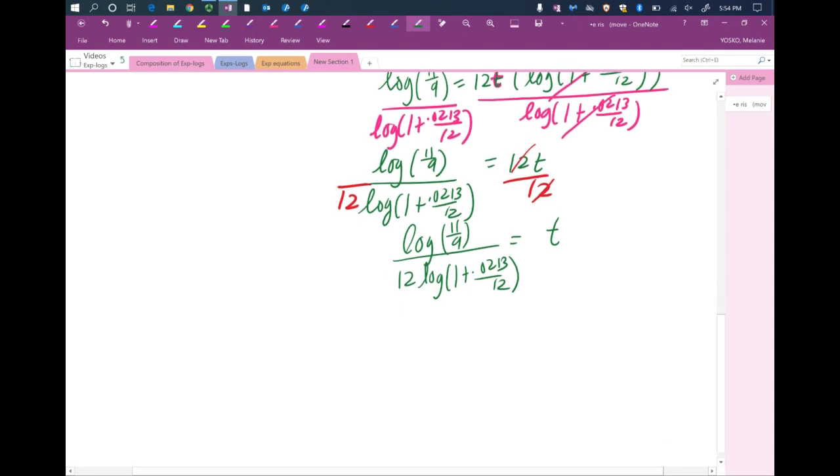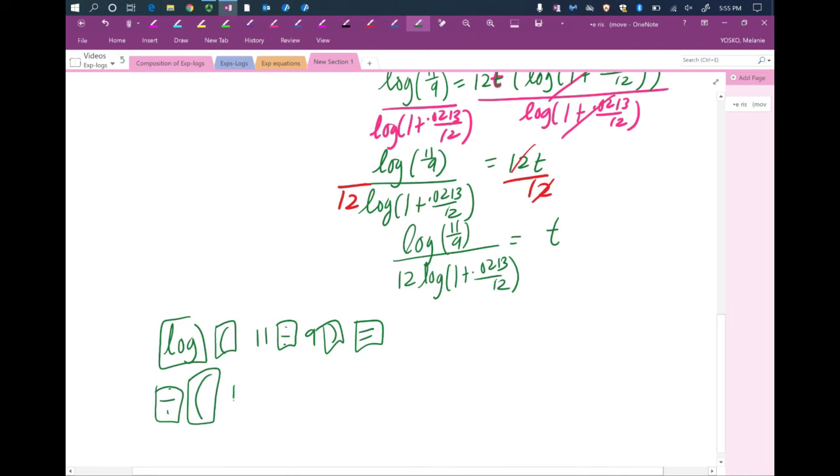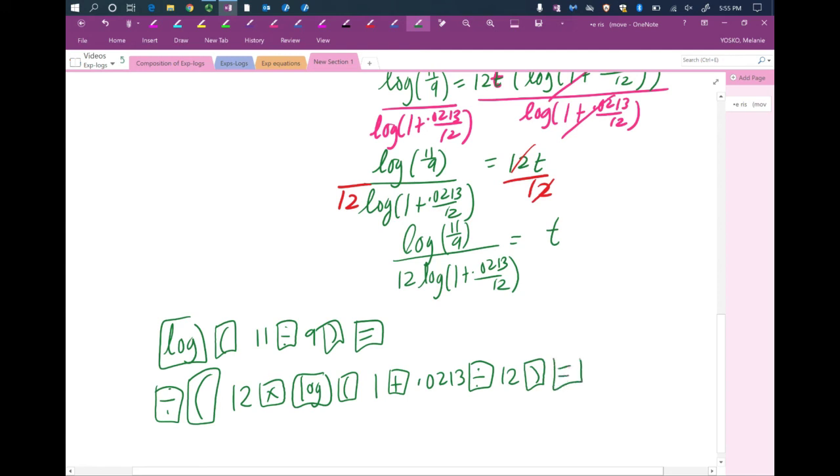And then you type this in a calculator. So you have to hit the log button on your calculator. Okay, probably a set of parentheses will open. Do 11 divided by 9, close parentheses, equals. Okay, that gives you the numerator. Then you're going to do divided by, open a big set of parentheses, do 12 times, hit your log button again, probably a set of parentheses opens, do 1 plus 0.0213 divided by 12, close parentheses, close parentheses, equals. And let's see what you get.